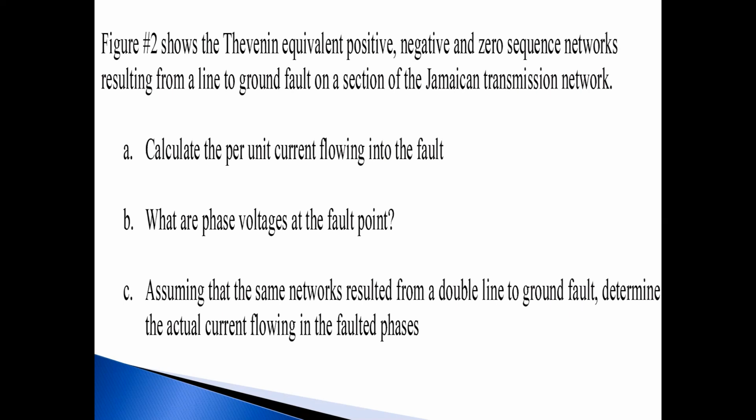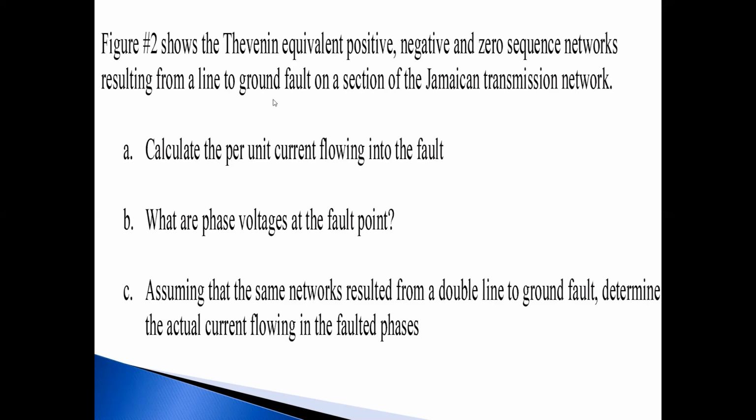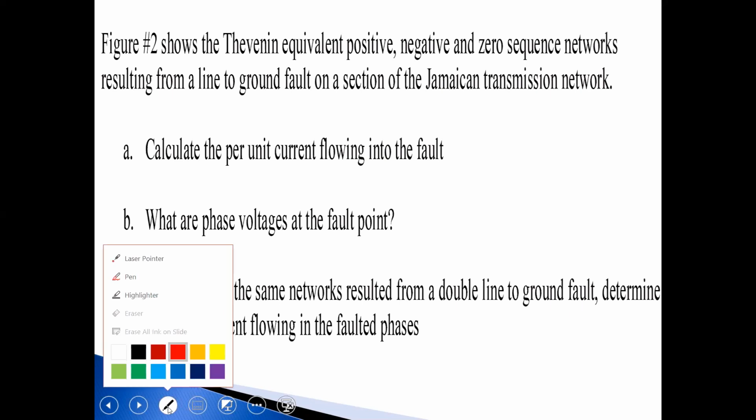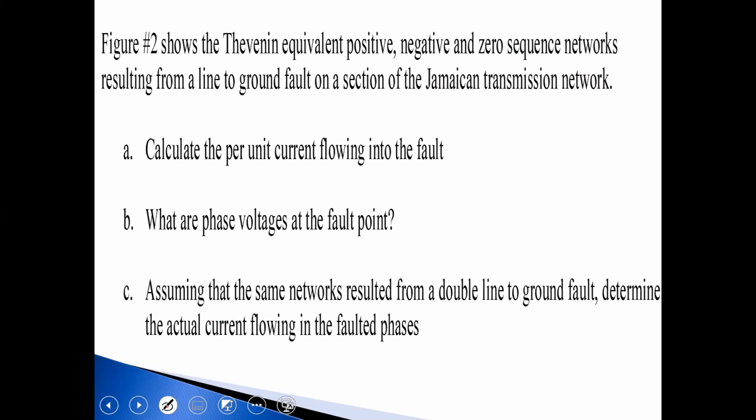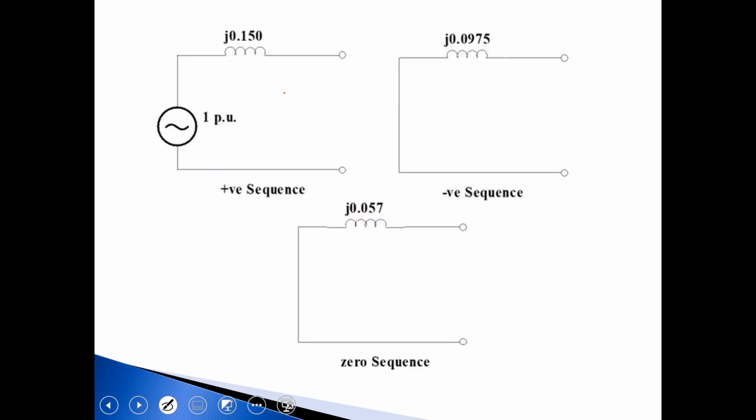Now, the first thing you are told is that it's a line to ground fault. Because it's a line to ground fault, we know that the networks are connected in series. So the first thing we want to do is draw the networks and connect them in series. Here we have our positive sequence.